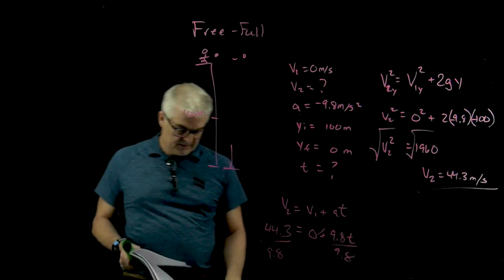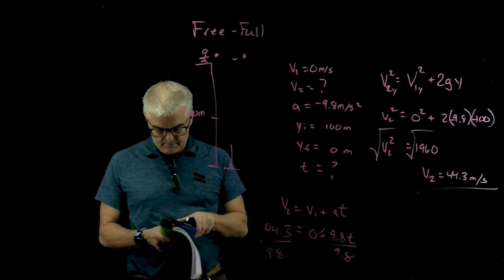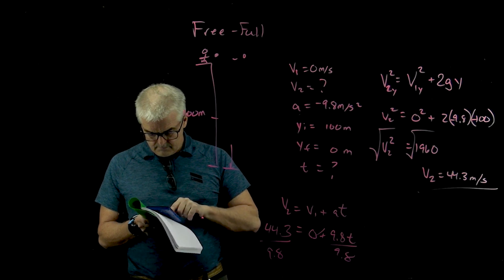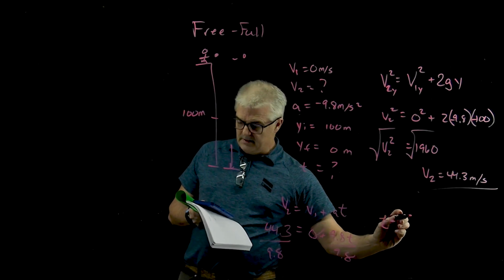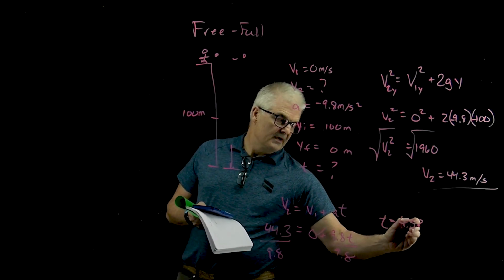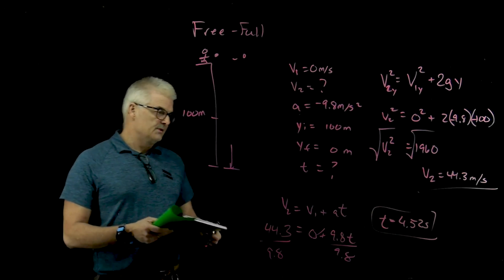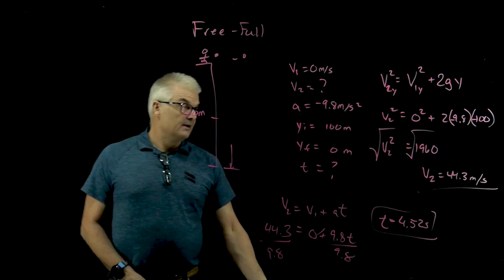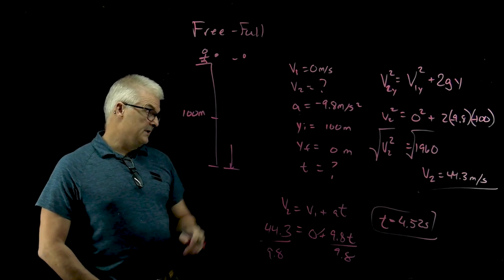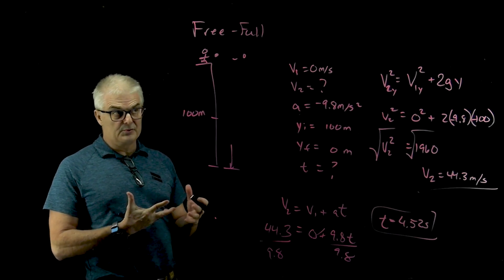So time is, I get 4.52 seconds. So if you drop a rock off of a cliff and there's no air resistance, it'll take 4.5 seconds to land, and it'll have a speed of 44.3 meters per second.